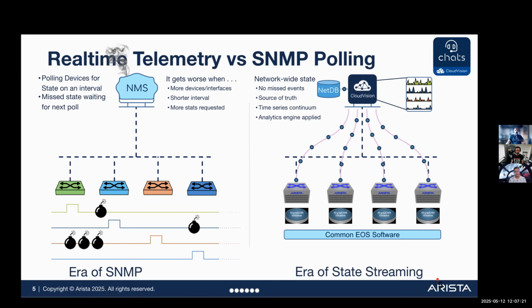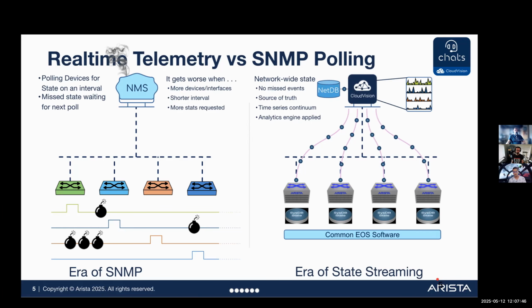Yep. So for real-time data streaming, unlike SNMP, which uses a poll-based model, we use a built-in streaming agent on the switch, which comes packaged with EOS itself. So all you have to do is just configure it, and it leverages gRPC, an open-source remote procedure call framework developed by Google. Now, gRPC runs over HTTP2 and HTTP3, making it highly efficient for streaming telemetry data.